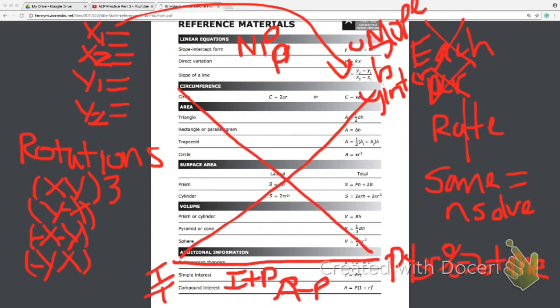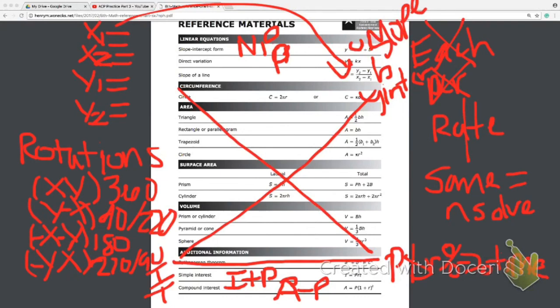First one's 360, 90 slash 270, 180, and 270 slash 90. The first one being clockwise and the second one being counterclockwise.